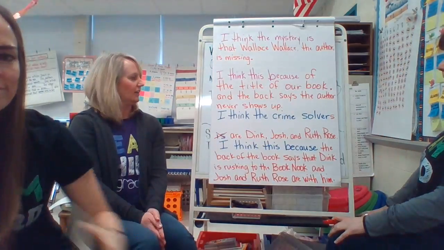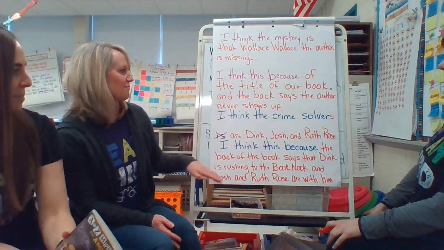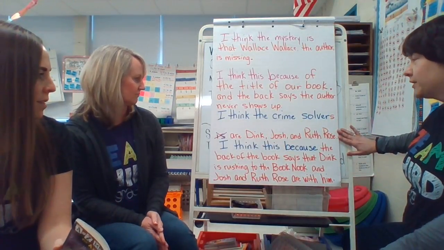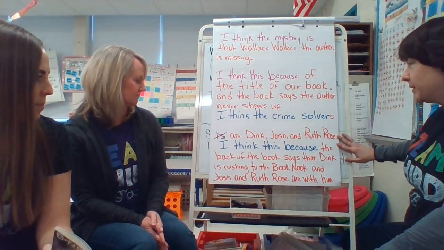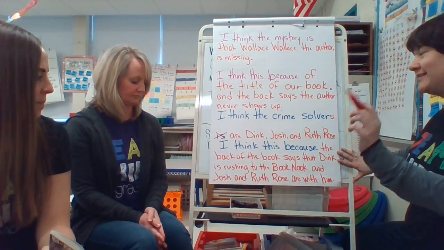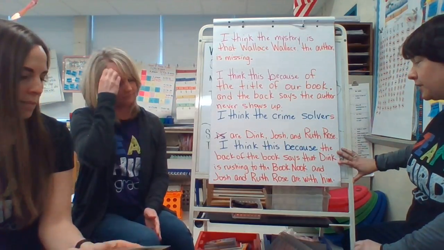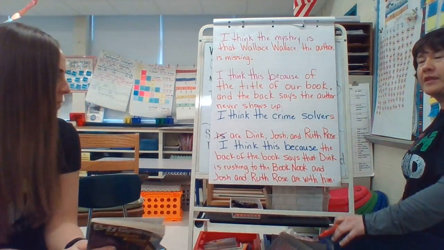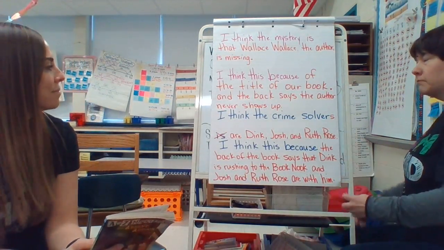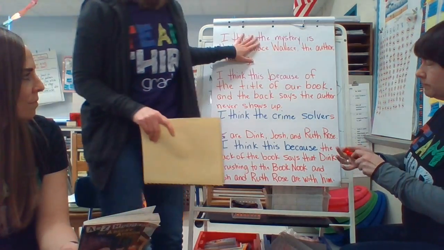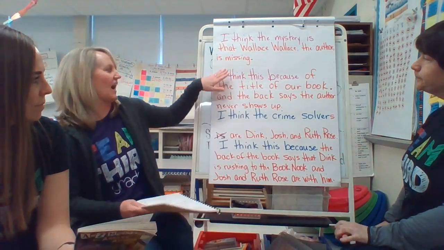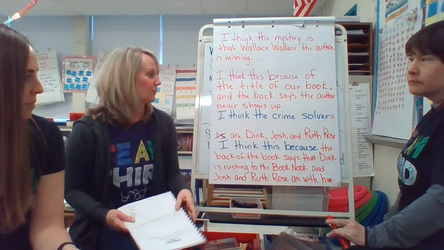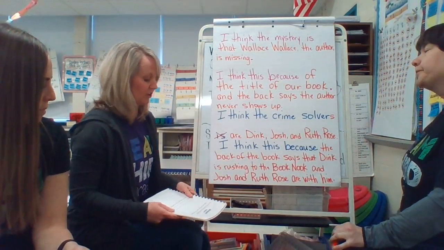All right, let's read this second half now. What do you have, Miss Zano? I think the crime solvers are Dink, Josh, and Ruth Rose. I think this because the back of the book says that Dink is rushing to the book nook, and Josh and Ruth Rose are with him. You know what, Miss Zano? I think those are great responses because you gave your answer and then you supported it with I think this because, and you used some evidence from the things that we talked about today to support your answer.